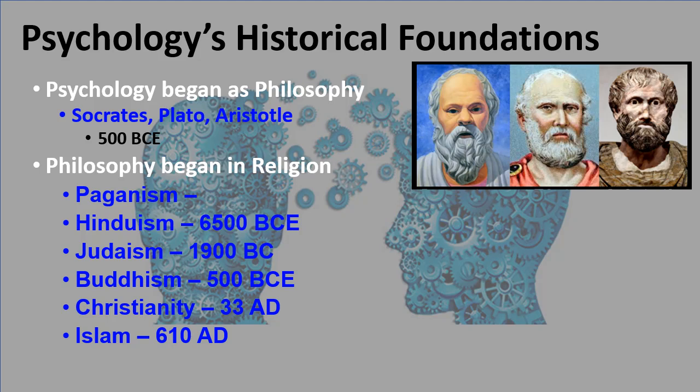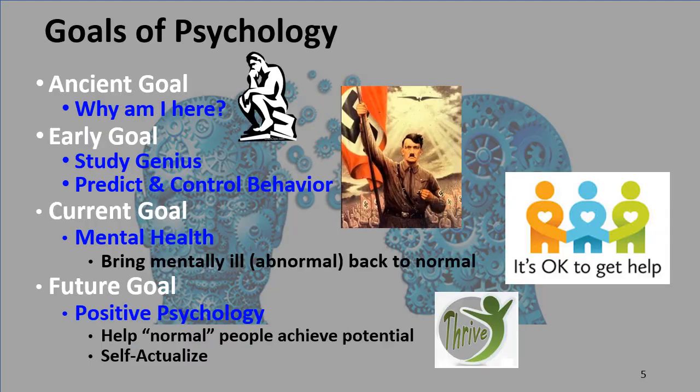Buddhism kind of reformed or took a different tack than Hinduism. Then we had Christianity, which began with Christ and his death, and then Islam 600 years later. Those are the three Abrahamic religions, the ones we're most familiar with. So when we look at the goals of psychology, the ancient goal was, why am I here? That comes out of that philosophical background.